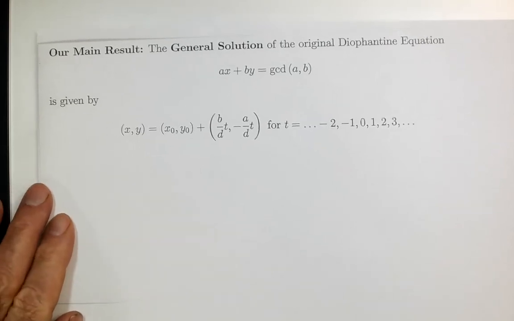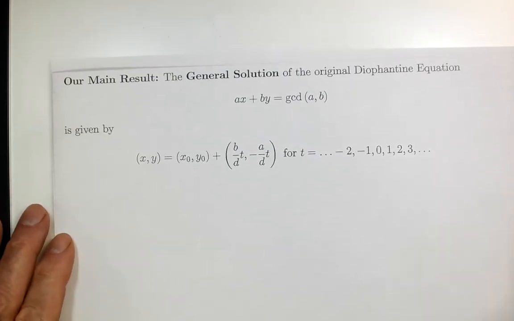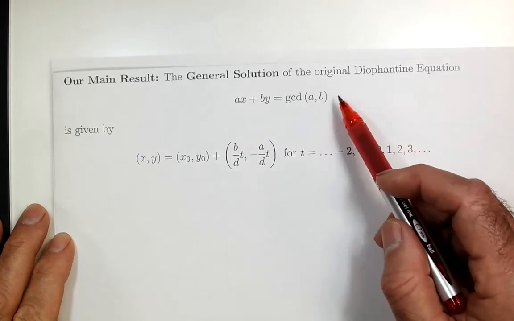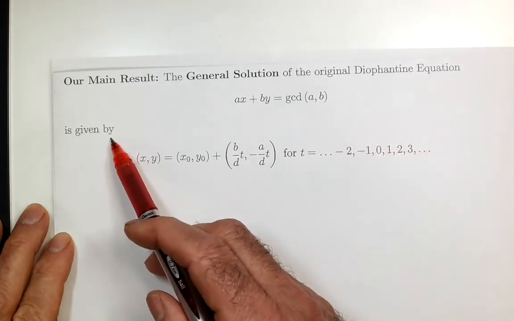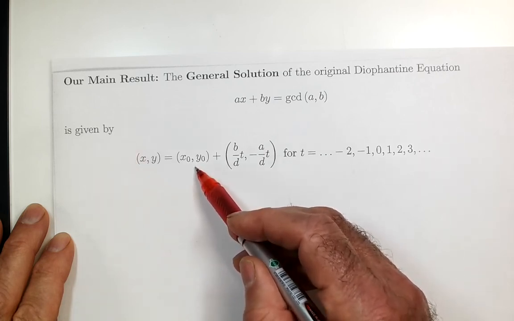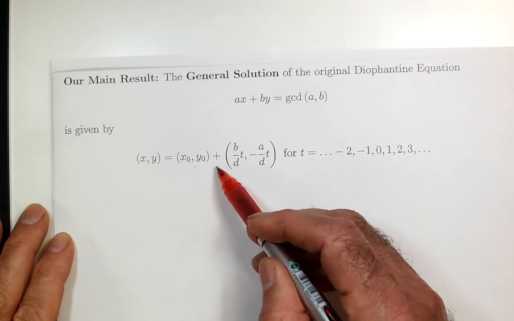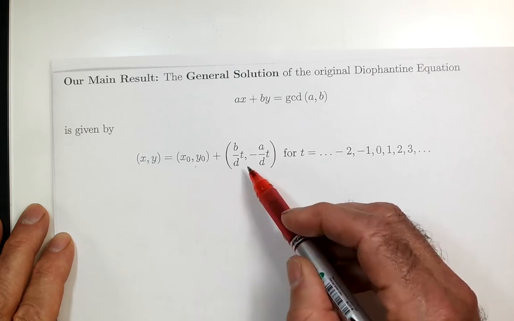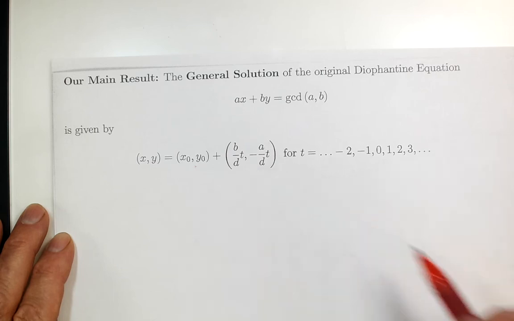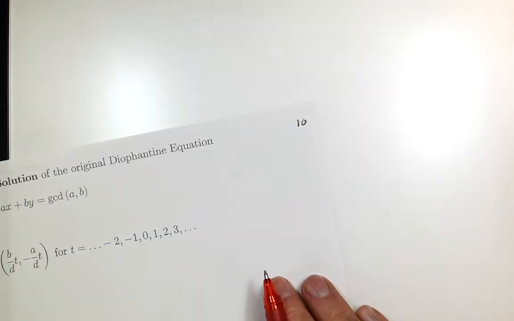Now here's our main result. The general solution of the original Diophantine equation is given by this: a particular solution, any particular solution, (x naught, y naught), plus the general complementary solution. That's the main result.